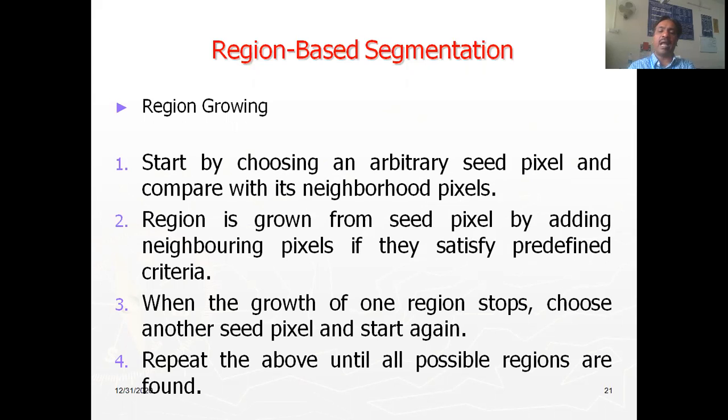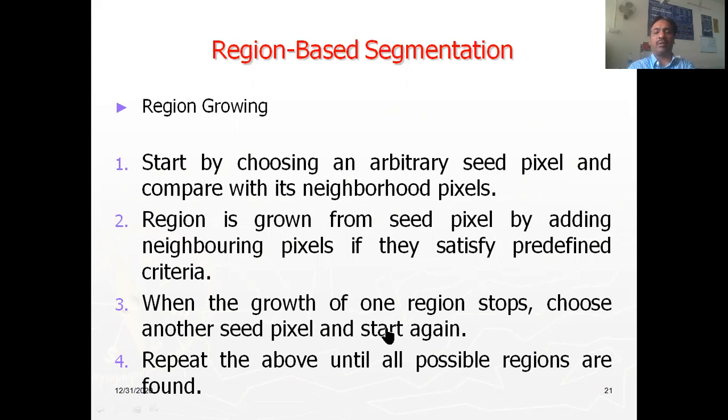We set some criteria for adding neighboring pixels into a group. Only if the criteria are satisfied are the neighboring pixels added to the seed pixel. When the growth of one region stops in all directions, we choose another seed pixel and start the process again. We repeat the entire procedure until all the possible regions are found. This is the concept used in region-based segmentation based on region growing.